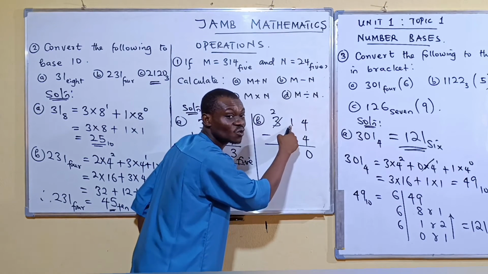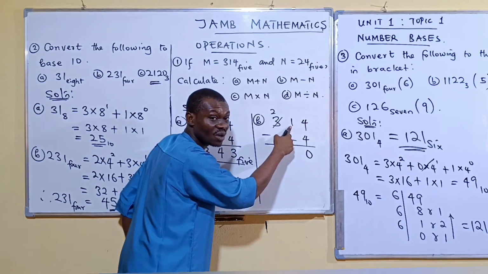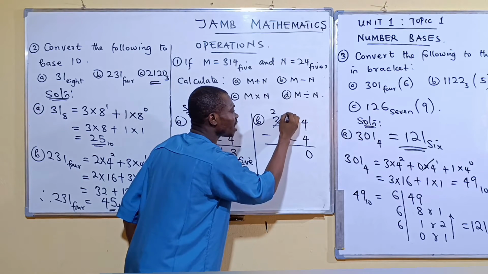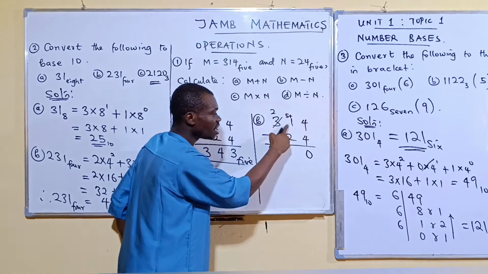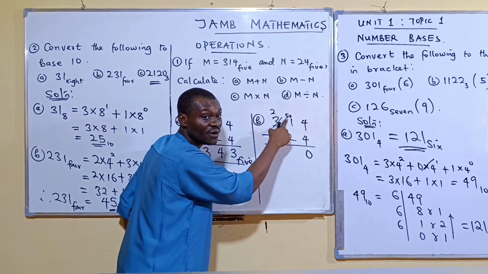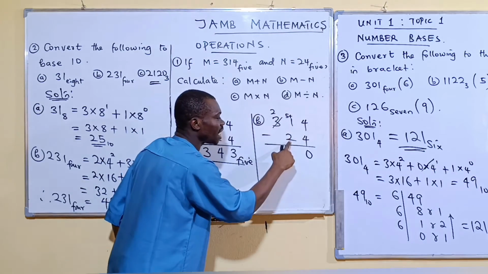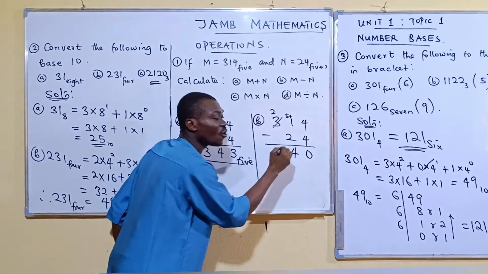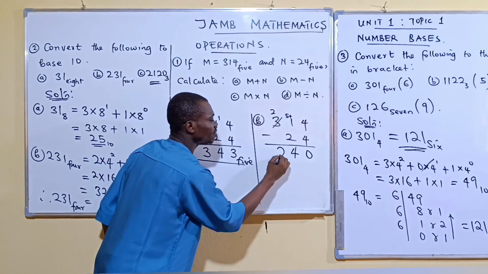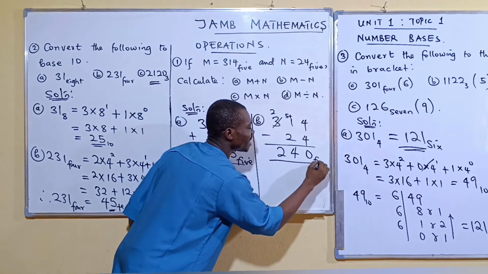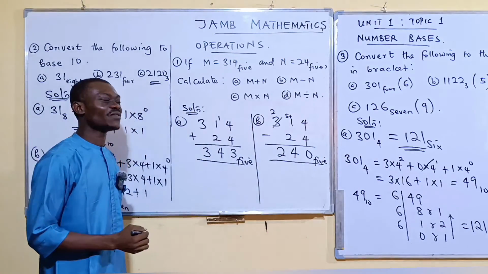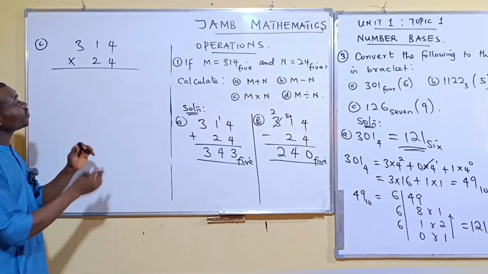And 5 plus this one will be 6. So you are borrowing 1, that 1 is becoming 5 and you're adding it to this one, it will be 6. So 6 minus 2 will give you 4, and then you bring down your 2. And that's your answer in base 5. All right, so let's leave it that way.